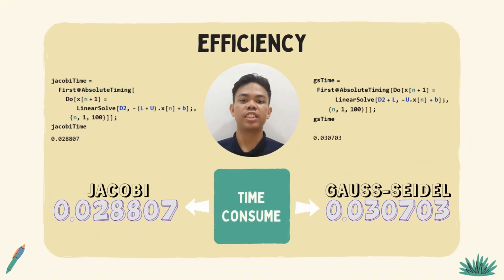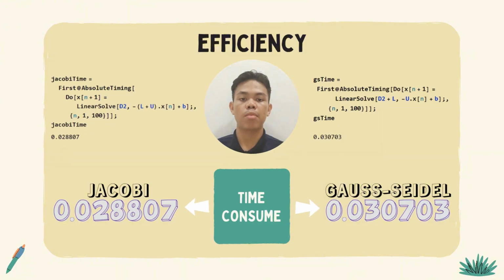Now, for comparing the efficiency of the Jacobi and Gauss-Seidel methods, we tested both methods using 100 iterations in Mathematica and measured the time with the AbsoluteTiming function. The Jacobi method took about 0.028807 seconds, while the Gauss-Seidel method took about 0.030703 seconds. This showed that for this coding and this problem, Jacobi is more efficient in terms of computation time. Even though Gauss-Seidel often converges faster in theory, each iteration is more expensive. So when the number of iterations is fixed, Jacobi can be faster.